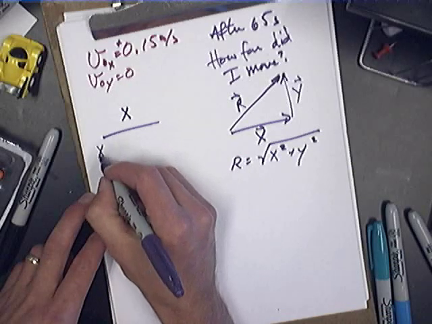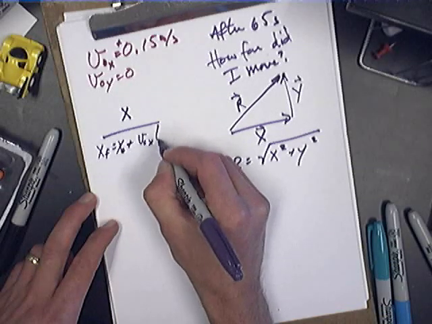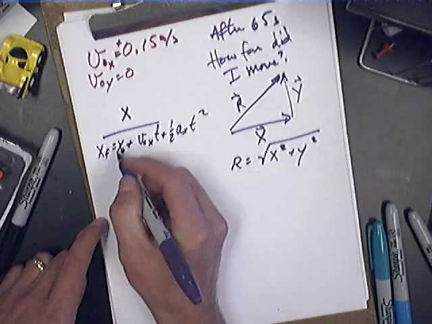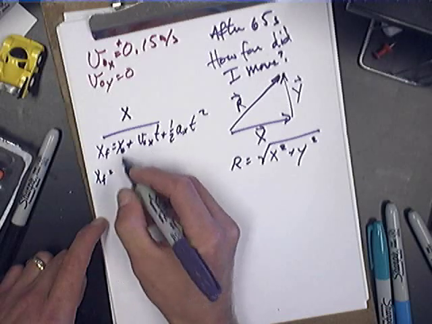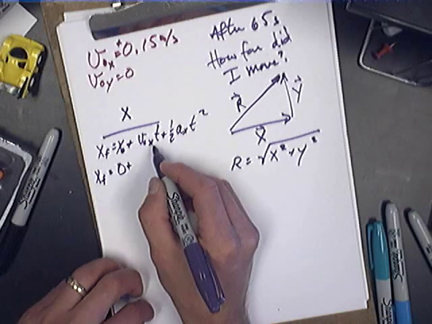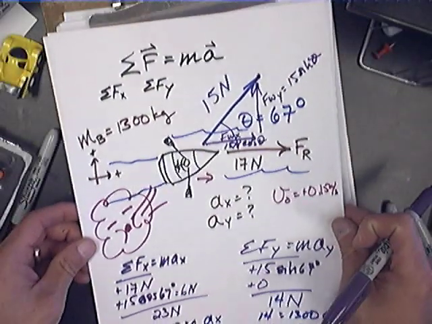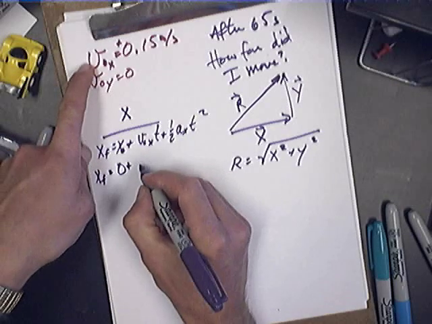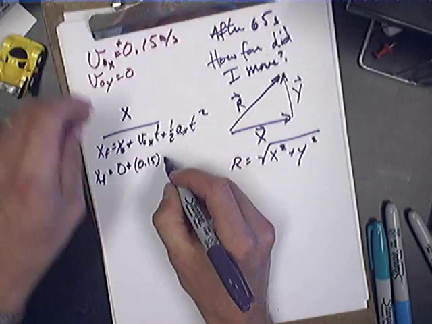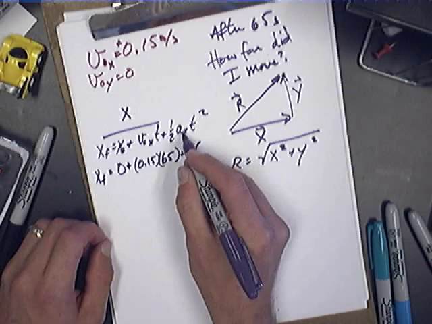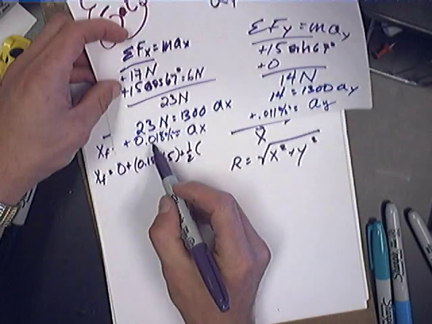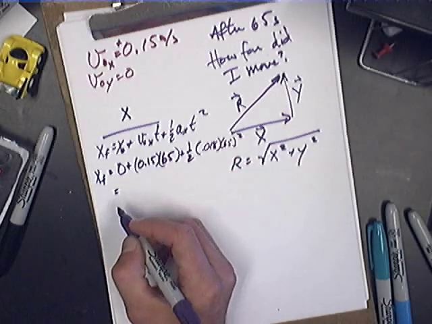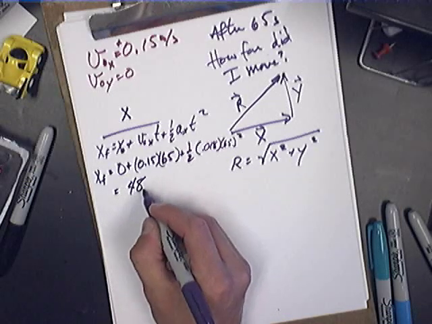So in the x direction, x final equals x initial plus v naught in the x direction times t plus 1/2 the acceleration in the x direction, t squared. X final is what I'm looking for. I'm starting out at 0. My v initial in the x direction, let's go back and check, it's right there. 0.15 meters per second times 65 seconds, plus 1/2 my acceleration in the x direction, which is 0.018, times 65 squared. When I do all that math, I get about 48 meters.